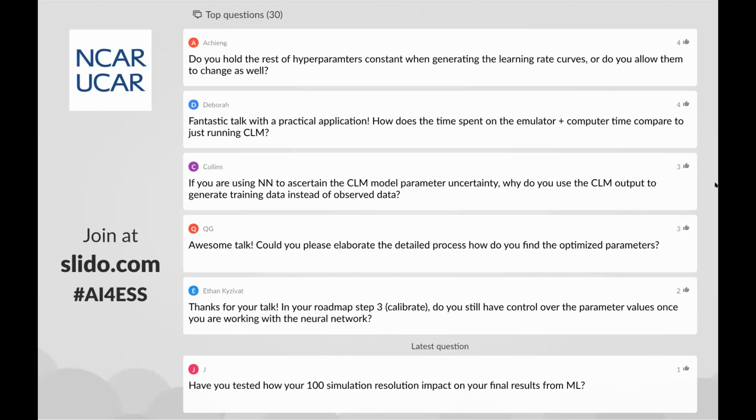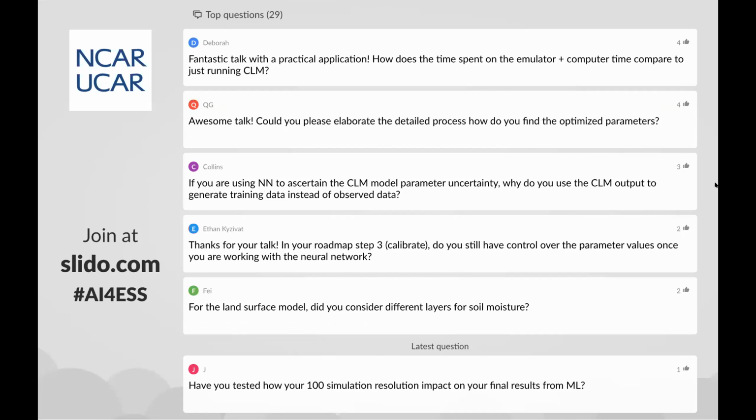Question from A. Cheng: do you hold the rest of the hyperparameters constant when generating the learning rate curves, or do you allow them to change as well? I think this is related to the question before. Holding the rest of them constant while generating the learning curves is what I did.